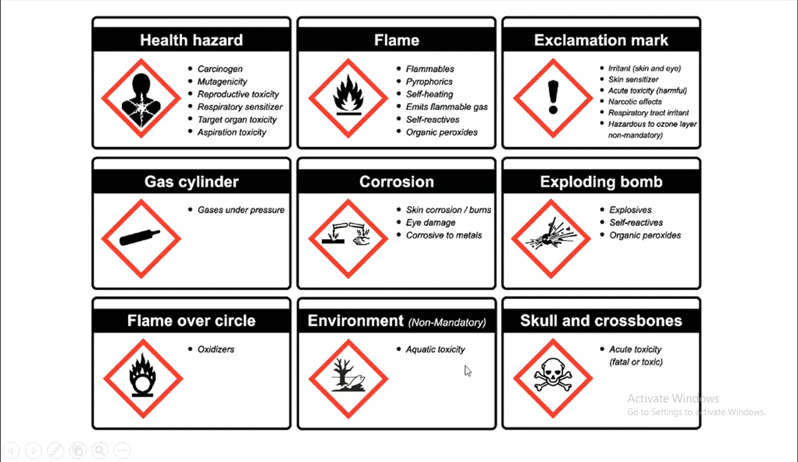Environment, non-mandatory. Aquatic toxicity: you can see dead fish floating on the water, or you can see trees with no leaves. That means it's harmful to the environment. Skull and crossbones means acute toxicity, fatal or toxic, or poison.